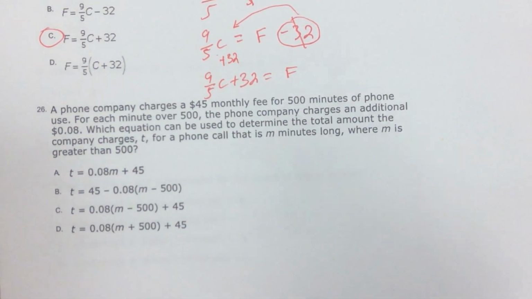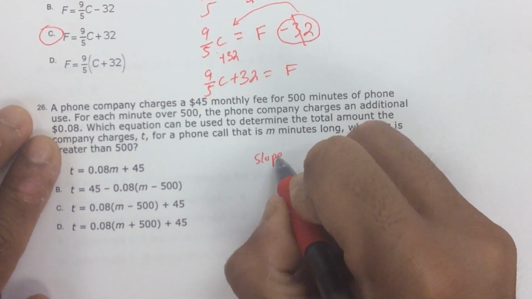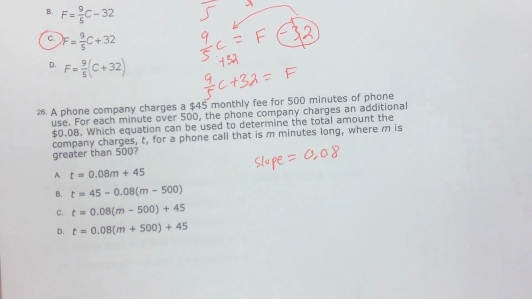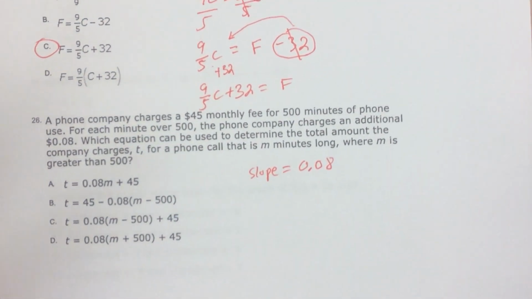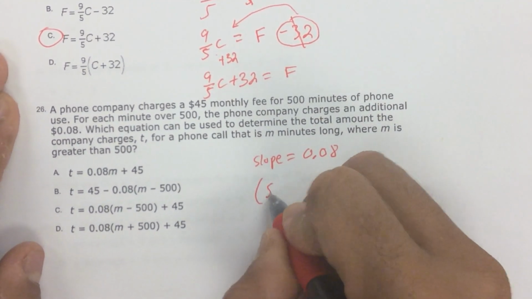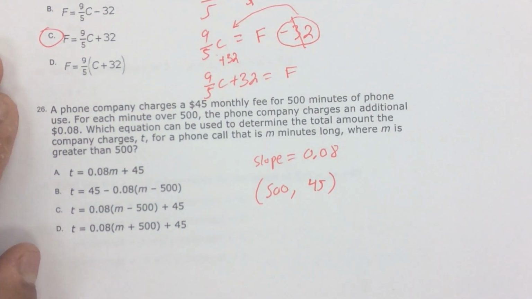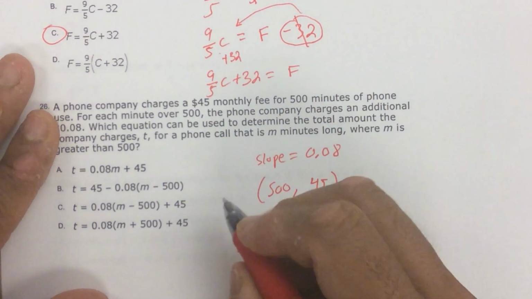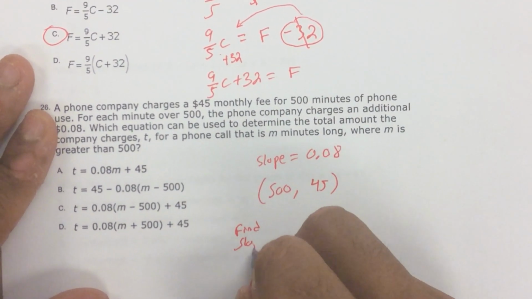So, okay, first and foremost, let's start off. We can agree that the slope is 0.08. That is a given because they're charging you for every minute past the 500. Now, the 45 and the 500, that doesn't tell you your y-intercept. That gives you an ordered pair. They're saying that minutes is 500 and they're going to charge $45. Okay? So as you can tell, they gave you an ordered pair and a slope, and they're asking you to create an equation. So if you remember, first thing I need to do is find the slope.